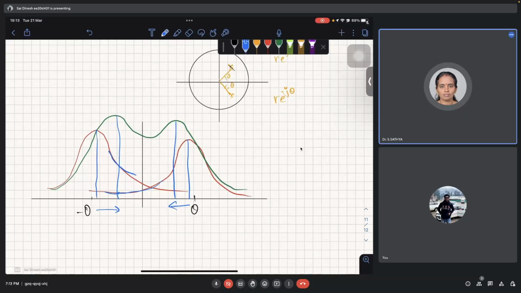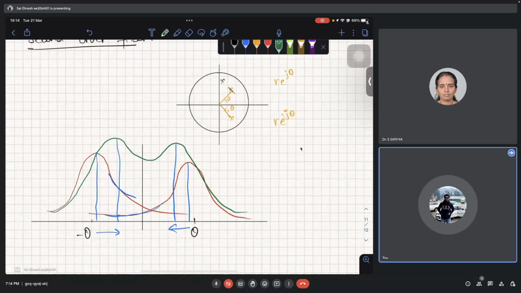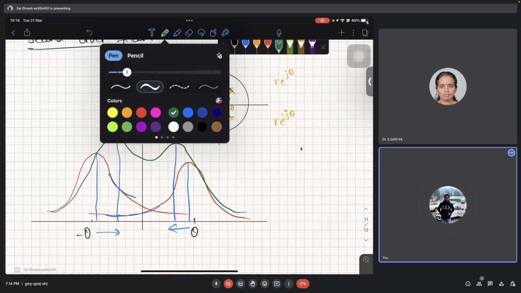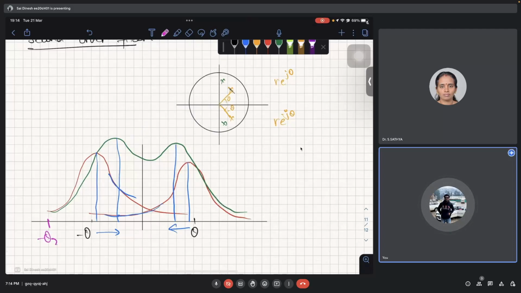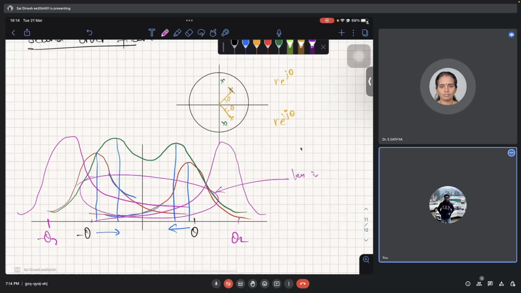So once again, you tell me that when the poles are, for example, let's say the poles are now somewhere here and here, so minus theta 2 and theta 2. So the new peak will be like this, and this will be like this. So the interference, if you see, we'll be having less interference.